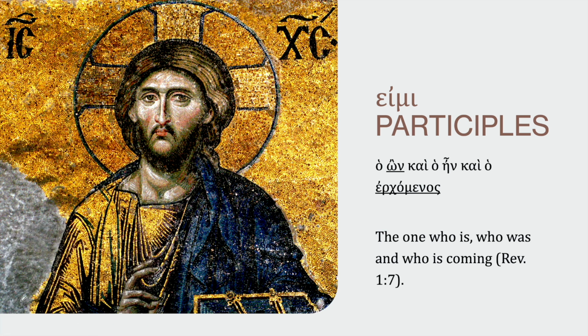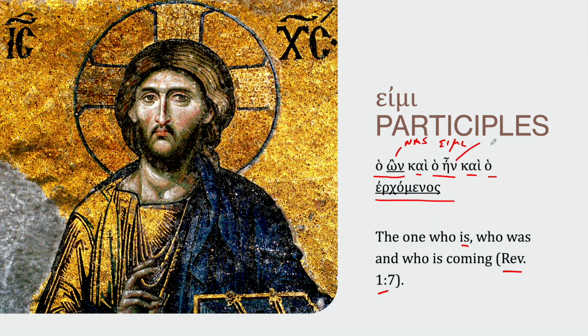So this first example is from Revelation 1:7, and it's describing Jesus as the one who is, and the one who was, and the one who is coming. Okay, so this is a nominative, masculine, singular, present participle of eimi, the one who is. And the one who was.